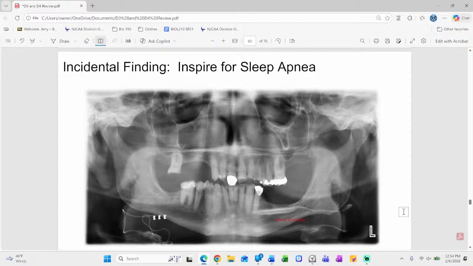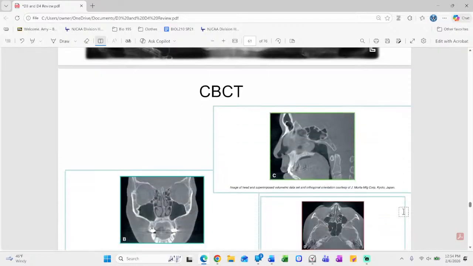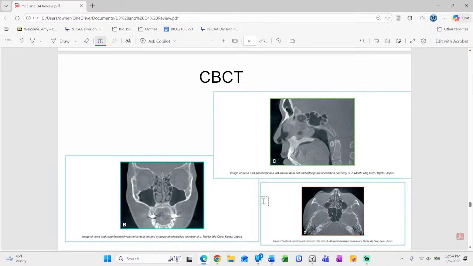Maybe this is the second one. I think we're going to start seeing more and more of them on our patients, and you will also in your practices. Cone beam, are you good on what view this is? Frontal or coronal? C is sagittal. And D is axial, right? So axial, frontal, and sagittal. You will start to see more and more of those.